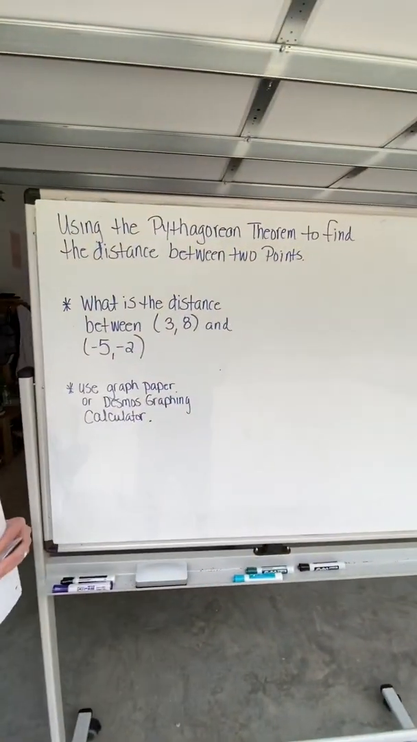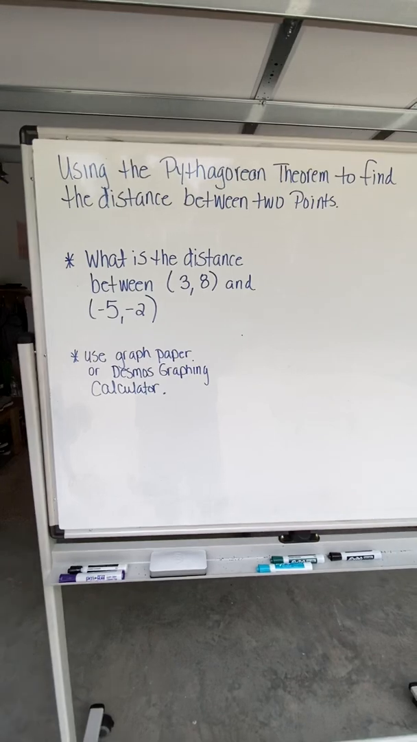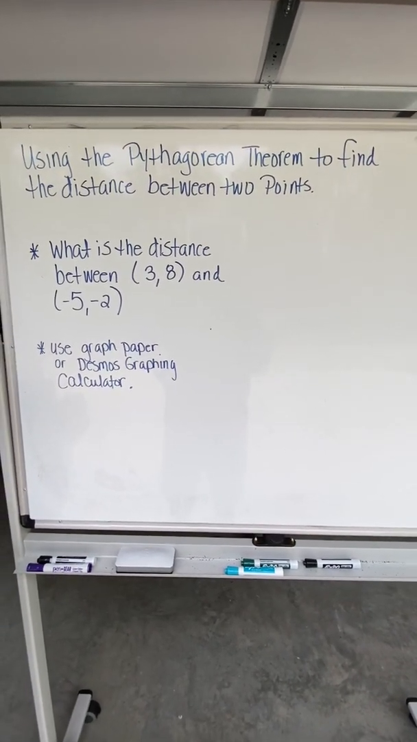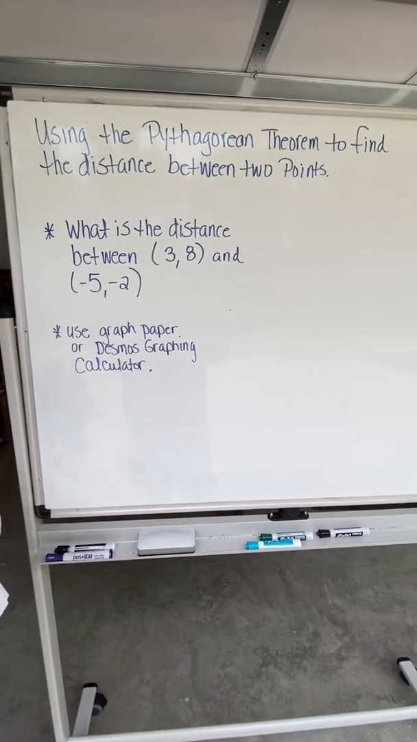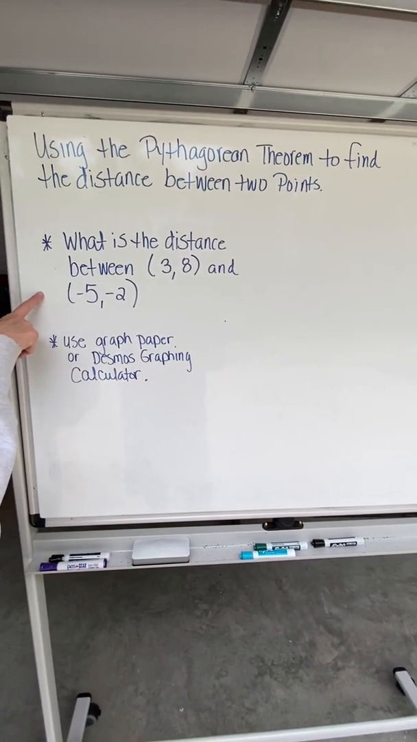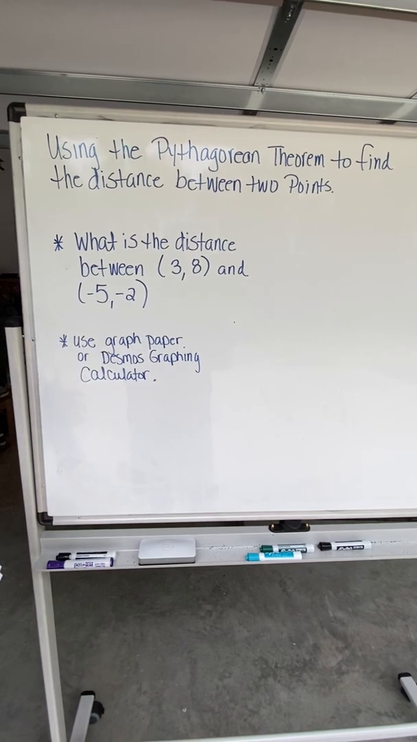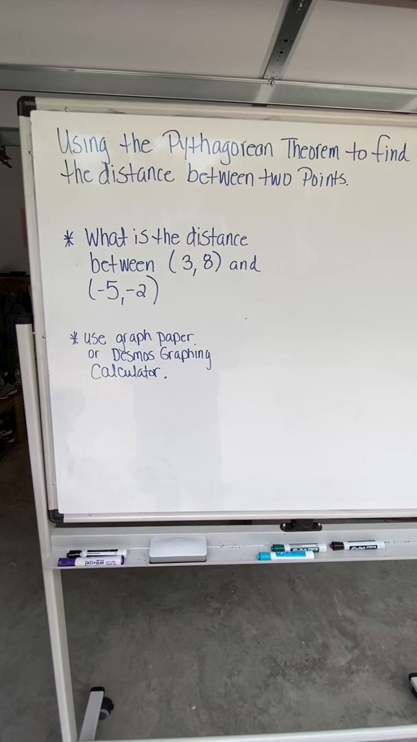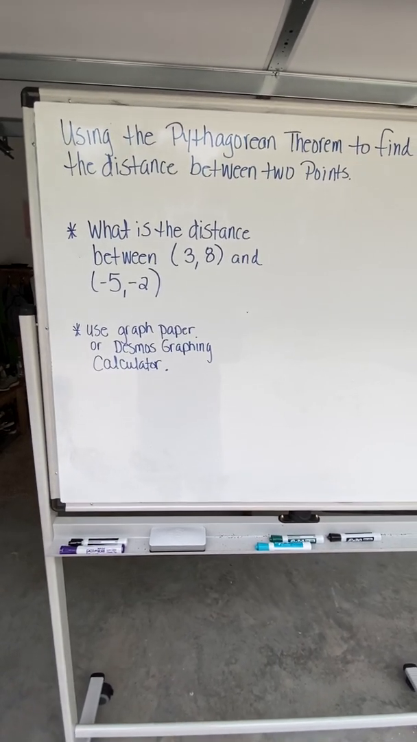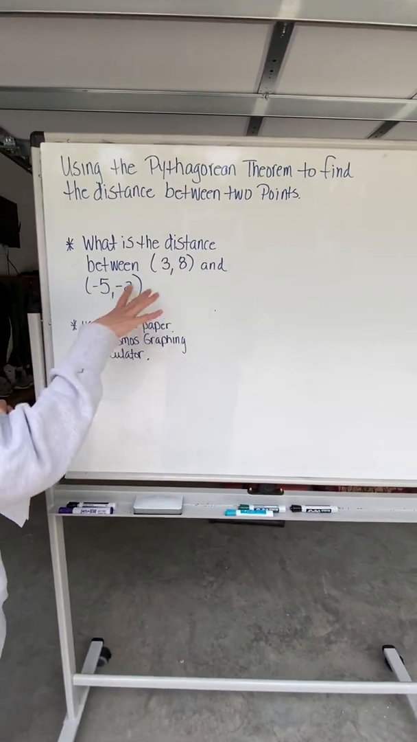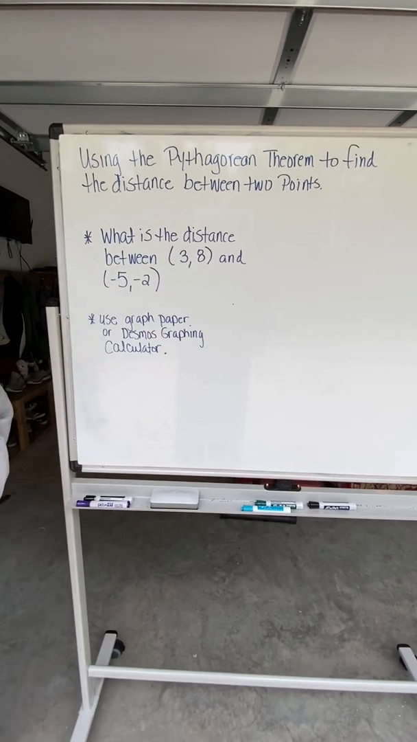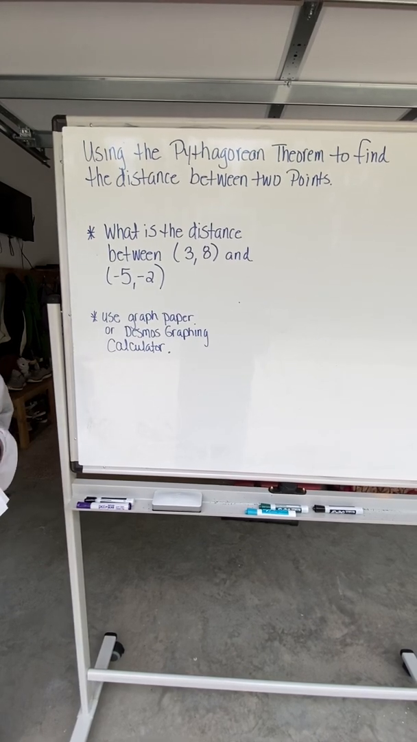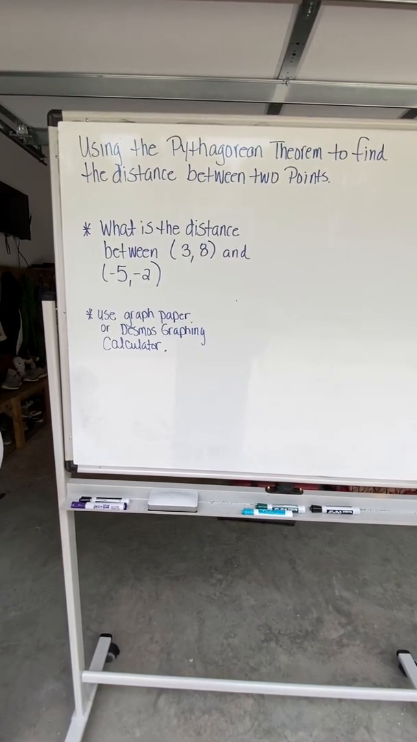So the title of what we're going to be doing today is using the Pythagorean theorem to find the distance between 2 points. It sounds very complicated, but it's not. So here's a sample question that you are going to see on this topic. What is the distance between (3, 8) and (-5, -2)? So when you see these are two ordered pairs. So what you're going to need is to plot those ordered pairs on a graph, and then you're going to use the Pythagorean theorem to find that distance.